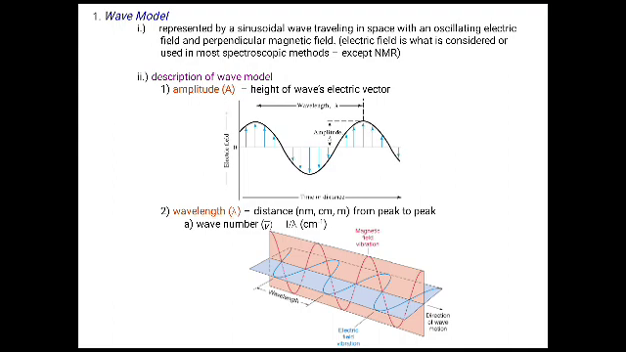Then wavelength. Wavelength is given by the symbol lambda. It is the distance, measured in nanometer, centimeter, or meter, from peak to peak. It means the distance between one crest to the other crest of that wave, or one trough to the other trough. So it is called a wavelength. And wave number is inversely proportional to the wavelength, and therefore its unit is centimeter inverse.